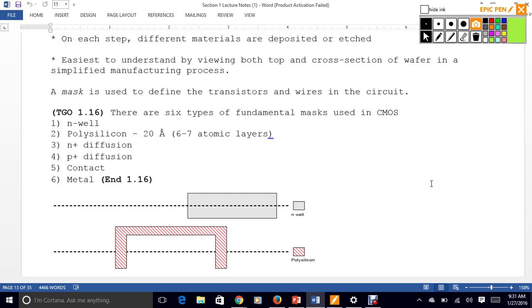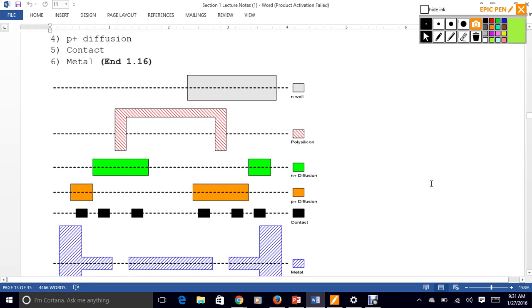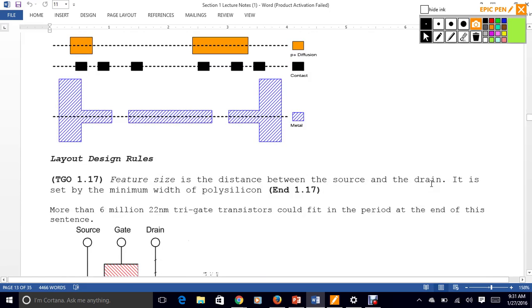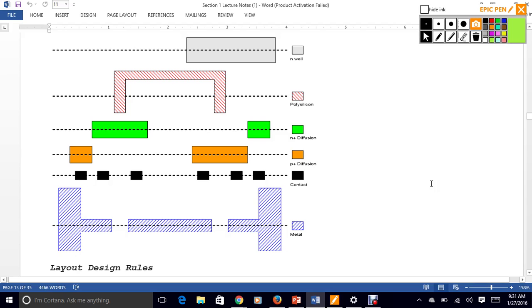Third, N plus diffusion should make sense. P plus diffusion should make sense. Arsenic and boron put into silicon crystals. Then contacts and metals. So you're doing your different layers, and when you put all these together, that's when you're going to get an actual inverter. So you have your connections. You have your input connects to A and B.